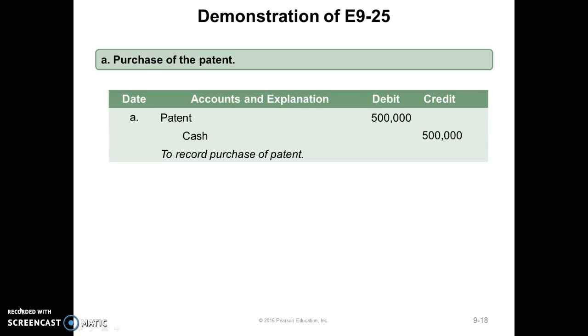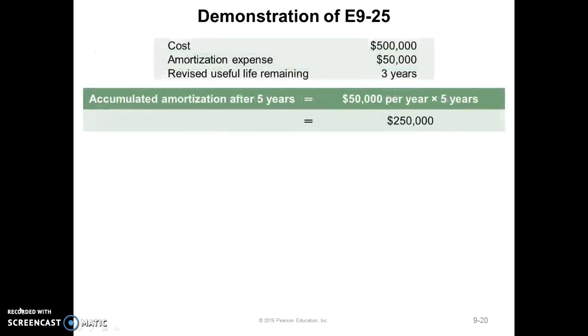So first, we purchased it: debit patent 500,000, credit cash 500,000. The amortization expense, similar to depreciation expense, we already know it'd be 50,000 per year, and that's the journal entry for it.